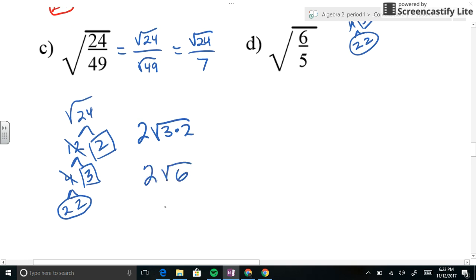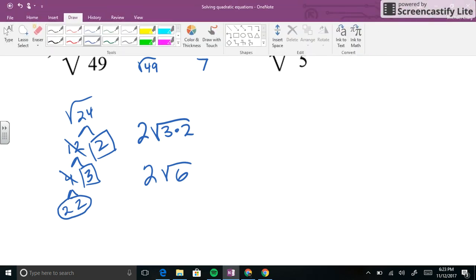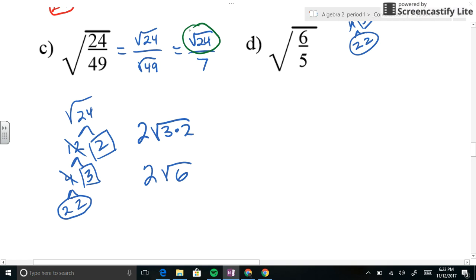So 2 radical 6 is what the square root of 24 factored into here. So 2 radical 6 is in place of the square root of 24. And then, of course, I put that over 7 because that was the original problem. And that's our answer, 2 radical 6 over 7.